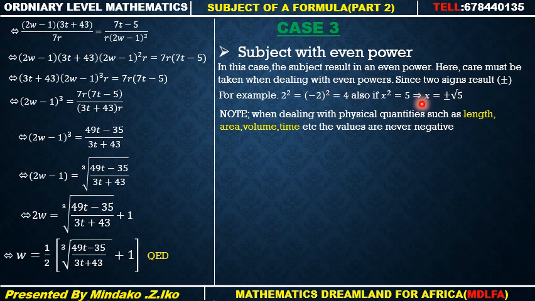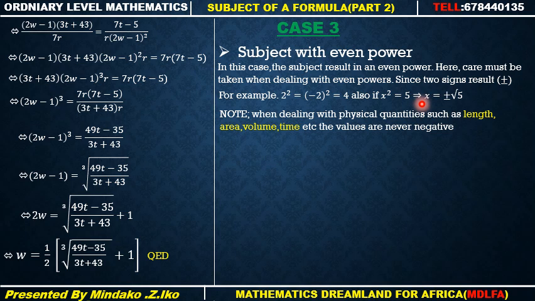So writing a positive number doesn't mean you should include a positive sign there. That holds for some topics, but anyway, that is not really important here. The positive sign will be useful in some topics. So physical quantities like length, area, volume, time, etc., the values are never negative.